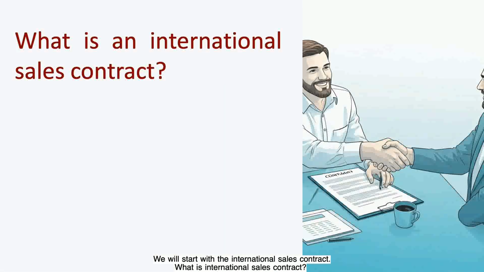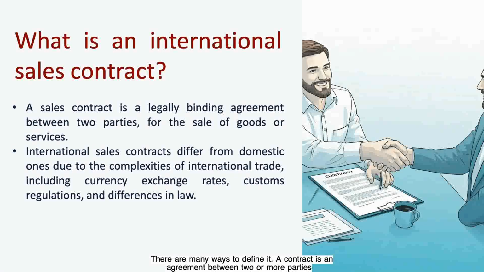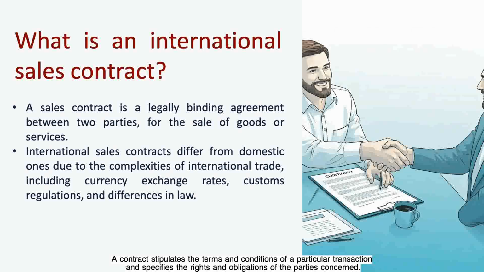What is international sales contract? There are many ways to define it. A contract is an agreement between two or more parties creating legally enforceable obligations. A valid contract creates legal obligations. A contract stipulates the terms and conditions of a particular transaction and specifies the rights and obligations of the parties concerned. Or, a sales contract is a legally binding agreement between two parties, a buyer and a seller, for the sale of goods or services.